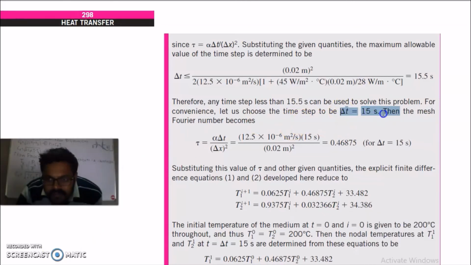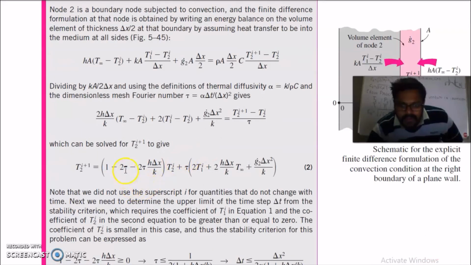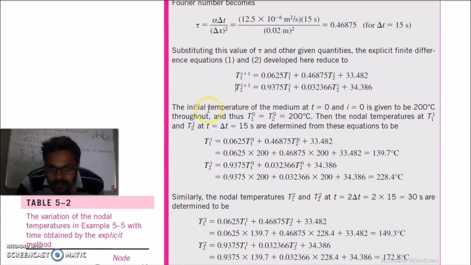Now when you take del t 15 seconds, your Fourier number will come 0.4687. Now replace this value of Fourier number in equations 1 and 2. So fill the value of Fourier number, heat generation, del x and k in this one equation, and again in the second equation fill the value of Fourier number, h, del x, k and heat generation. You will get these two equations here. The initial temperature of the medium at T equal to 0, means when I is 0, is given to be 200. So T10 is equal to T20 is equal to 200.